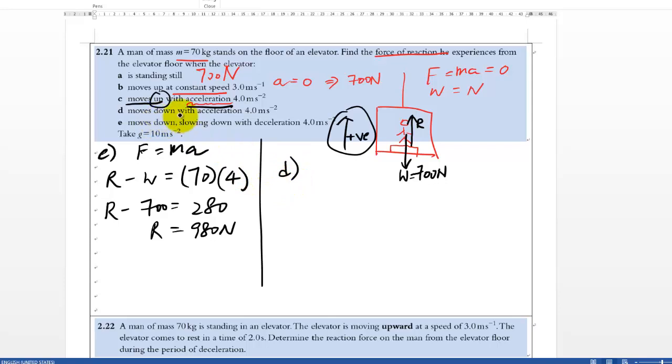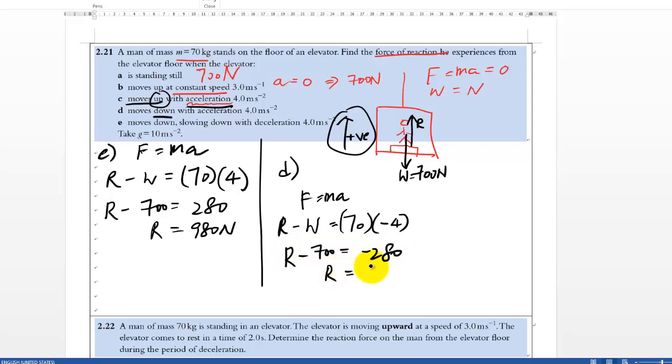Part D, it said it's moving down with acceleration. This time, let's keep the whole thing the same. Then we would have F equals ma again. I always like to write the equation that I'm going to use. It's really up to you how you write it. If we put upwards positive, I'll stick with what we had earlier. Then I'll still write R minus W. For m it is 70, no change, because mass is scalar. But for acceleration, this time it is moving down, so it will be negative 4 instead. So R minus 700 equals negative 280. This time R would be 420 Newton. So if you have a balance, the reading will be 42 kg.